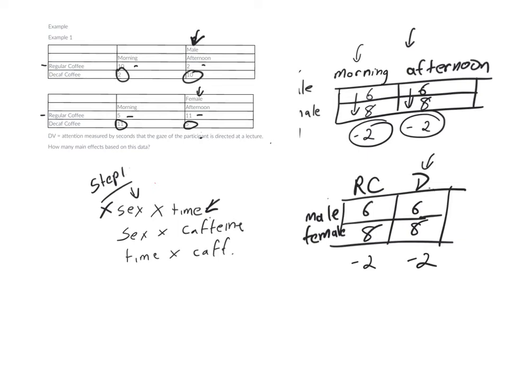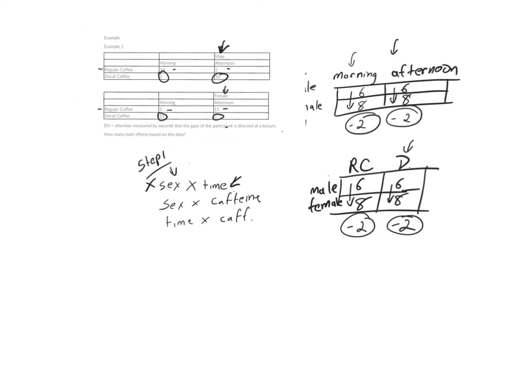But just as a reminder, again, you subtract, I would say down, just to keep it consistent. You're going to get -2 and -2. There is no two-way interaction between sex and caffeine content. So let's do the last one. I'm going to put an X here just to remind us.